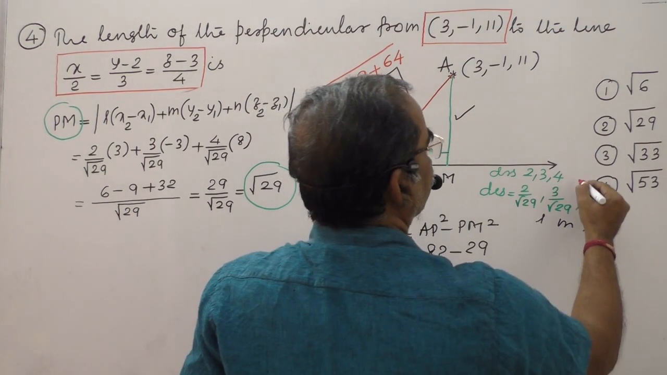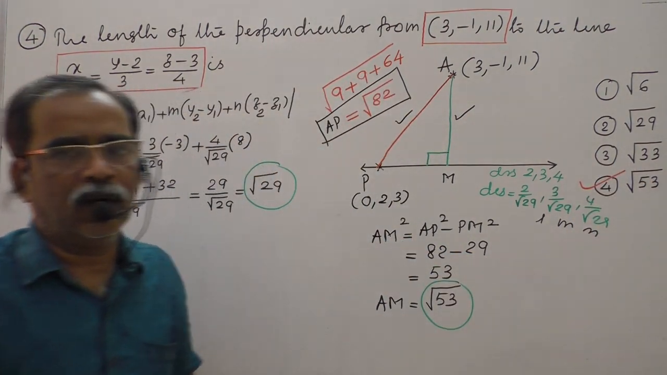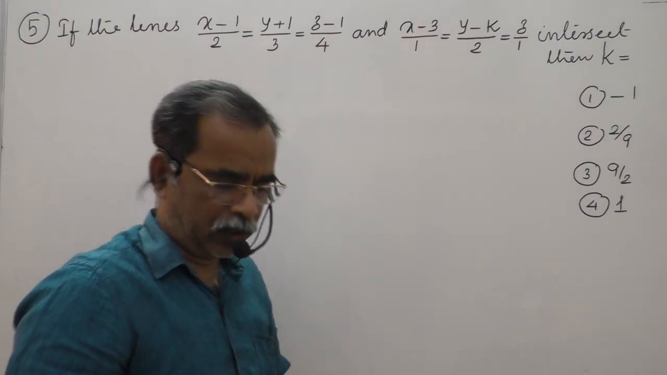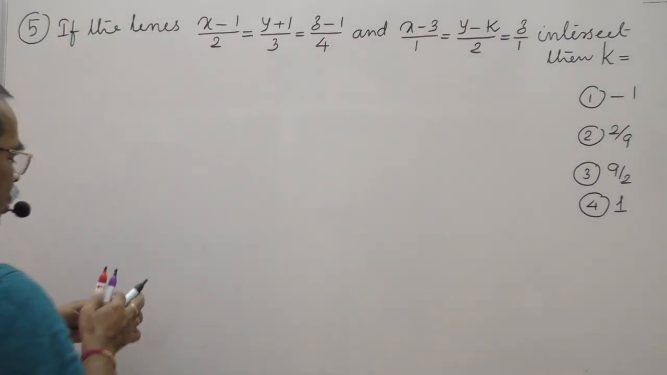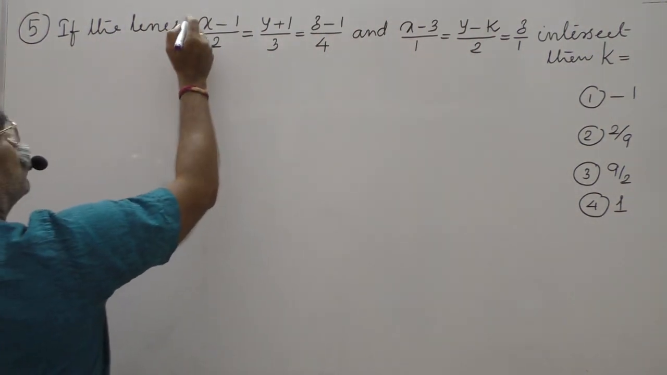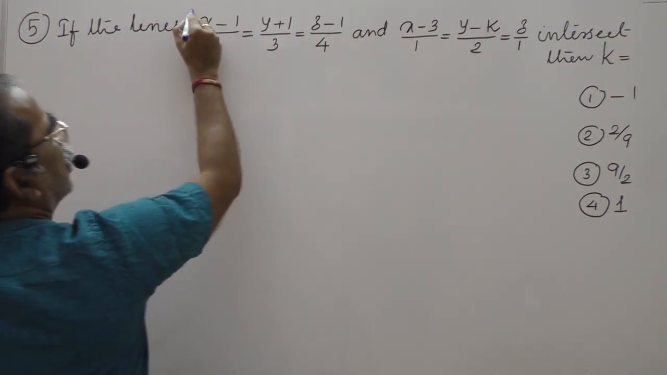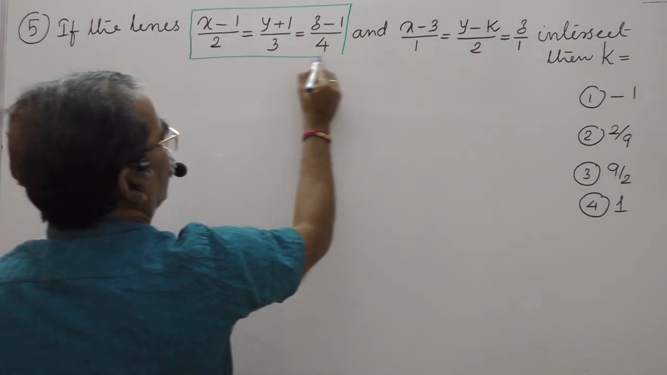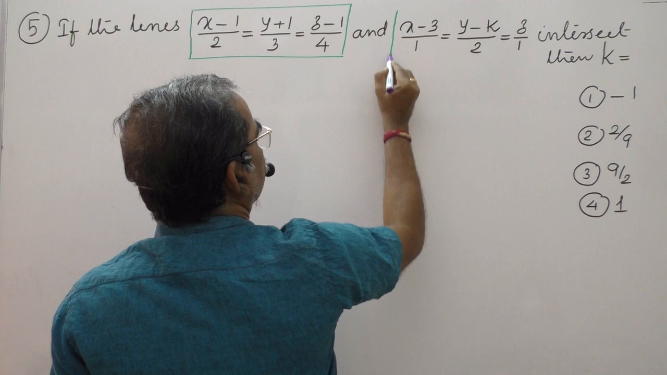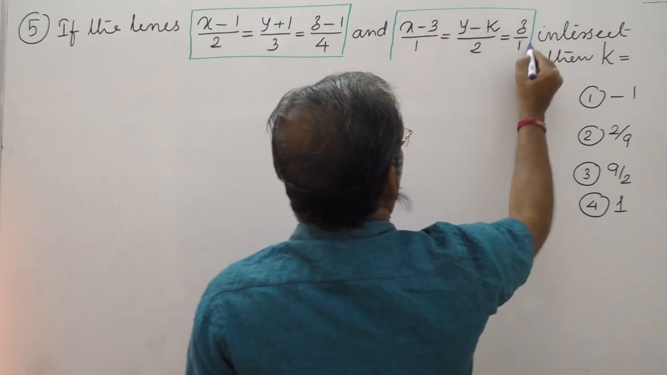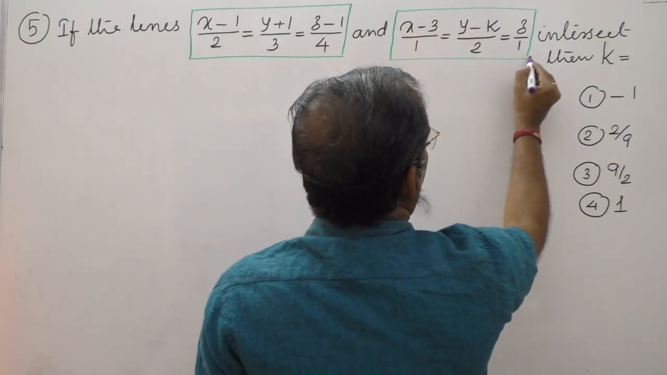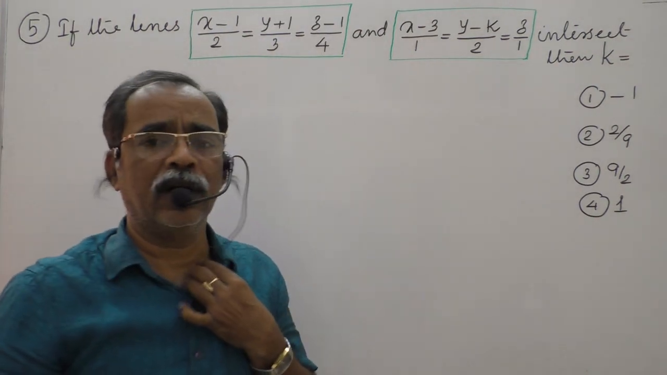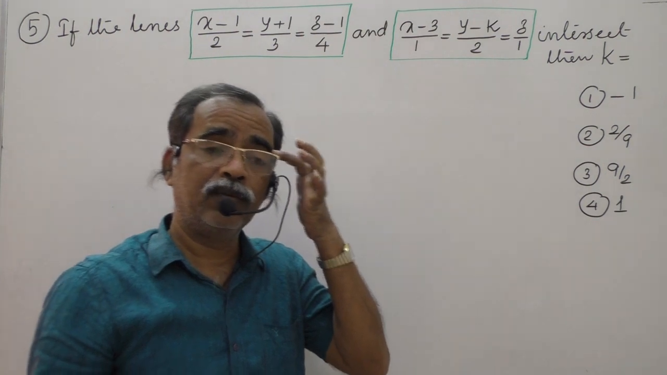Therefore, fourth option. Yes. Perpendicular distance from a given point to a line. Next question. Here, two lines are given in symmetric form. These are the two lines, and given that they intersect, what is the K value?